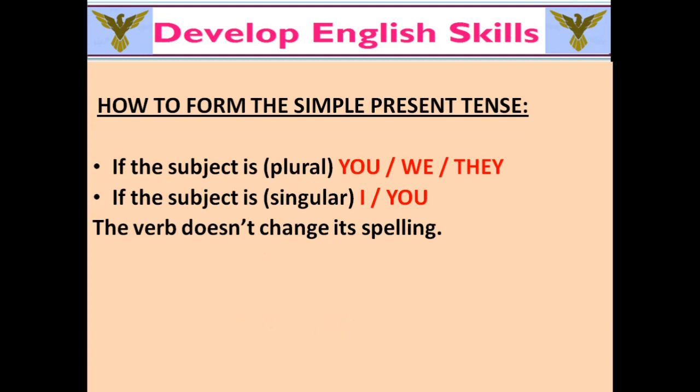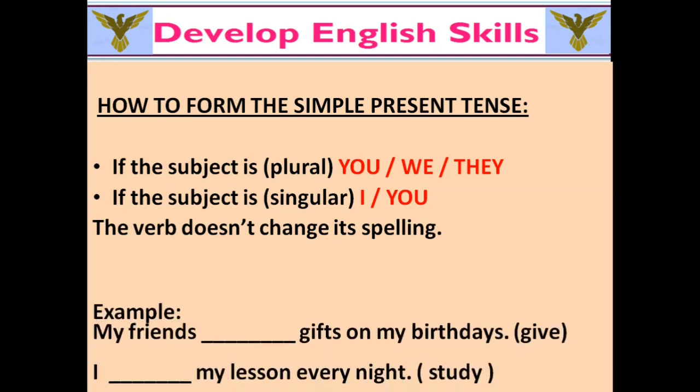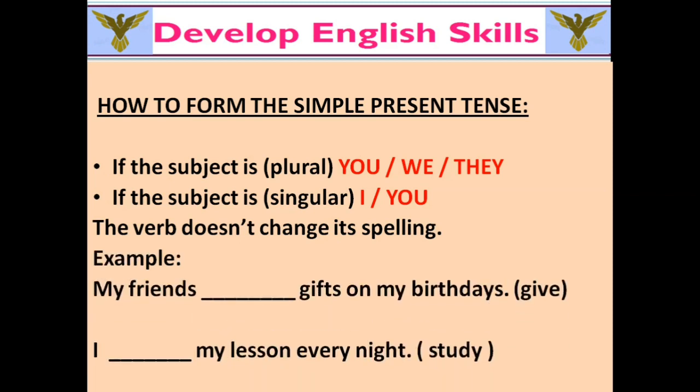Now how to form the sentence in simple present tense if the subject is plural, like you, we, they, or if the subject is singular with I or you? The verb doesn't change its spelling. So how you are going to fill the blank? My friends dash gifts on my birthday. So here the subject is plural, my friends. So the verb will remain same.